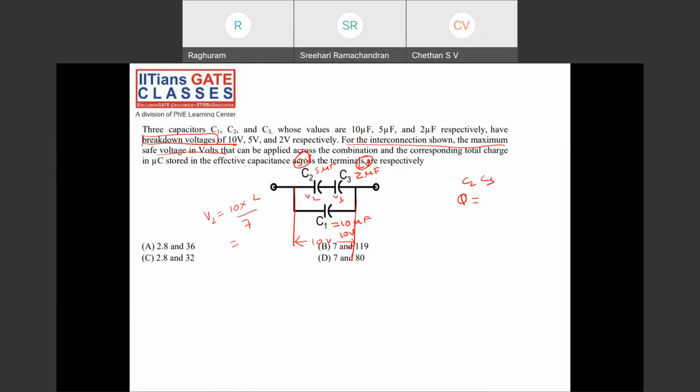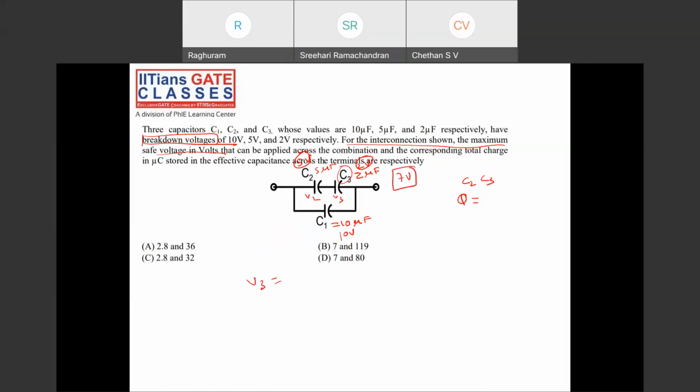No, 10 into, let me see, 10 into 2 by 7 is some 2.8, right? And V3 will be 10 minus 2.8. So C3 will break down. So I can't apply 10 volts to this combination. So 10 volts is not the answer. What is the maximum that I can apply? 5 plus 2, 7 volts.